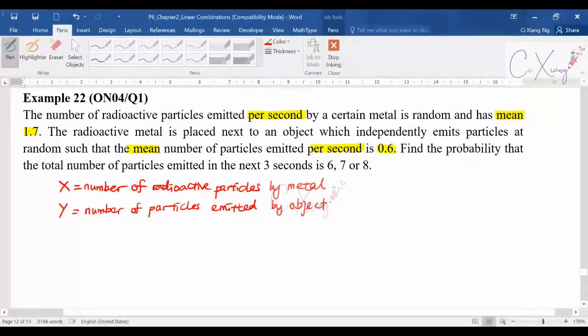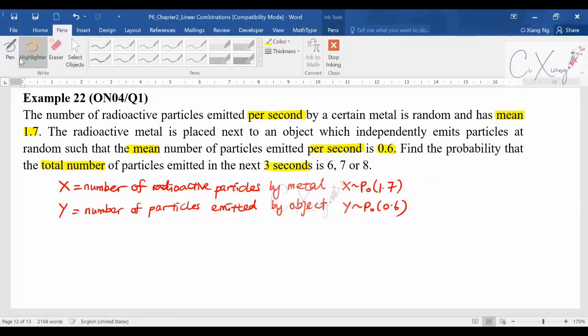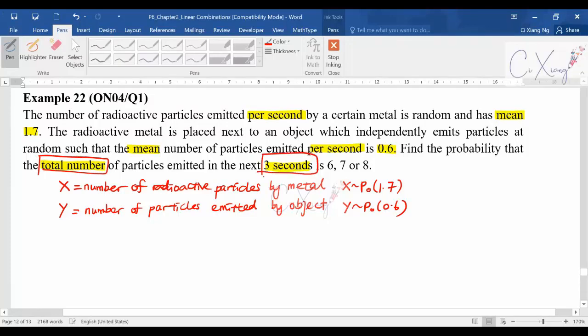Right. Then after you write it out, you know that X is Poisson distributed and the mean is 1.7. For the Y, it's Poisson distributed with the mean of 0.6. Right or not? Okay, then now what the question wants you to find is the probability that the total number for the next 3 seconds. All right, so there are a few keywords here. The first one is the total number. The other one is the time that they want to calculate, which is the next 3 seconds.